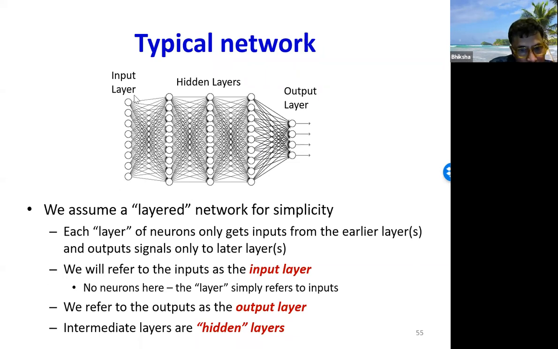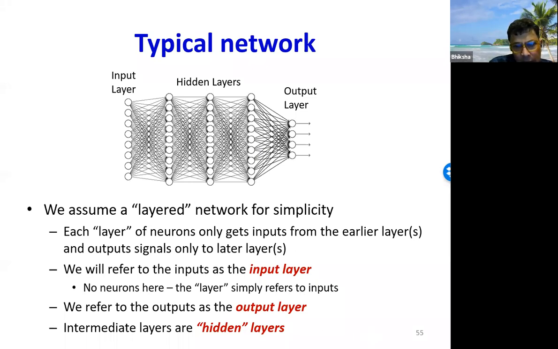The input is often referred to as an input layer. This is kind of an unfortunate terminology because it causes some people to imagine that there are actually neurons over here. It's called an input layer just because everything is called a layer, but the input is not a layer. There are no neurons over here. The input layer simply refers to the inputs. We refer to the outputs as the output layer, and everything else in between, these are called hidden layers.